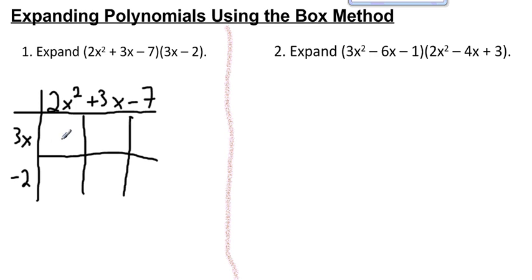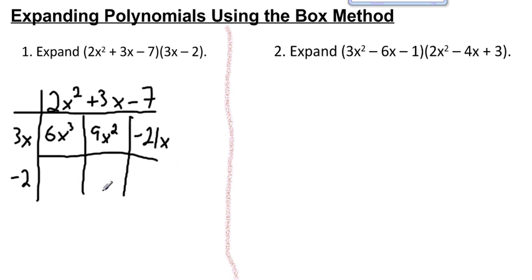Our top left box will come from multiplying 3x by 2x squared. So the term to the left multiplied by the term above it. So 3x times 2x squared is 6x cubed. And now we'll move to the box to the right. So again, the term to the left is 3x, the term above is also 3x, so 3x times 3x is 9x squared. And then our last box in the first row will be 3x multiplied by negative 7, so minus 21x.